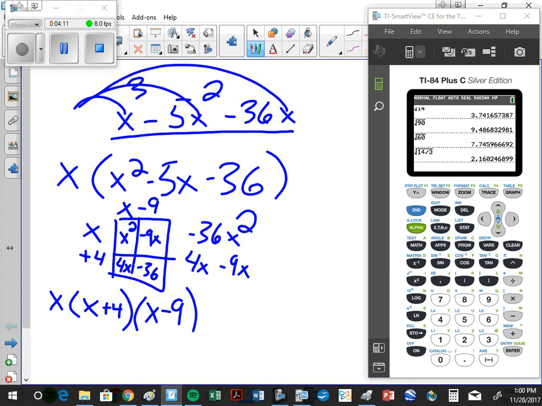And we know that this answer is negative 4, and this answer is 9. What is the first answer? 0. Right. So this right here tells me that one of the roots is 0. If you can pull an x out, then one of the roots is 0. Yes?